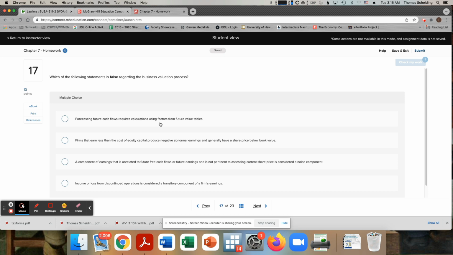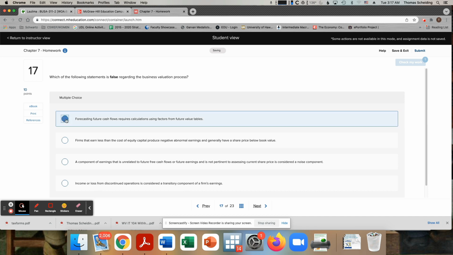This is true. The share price will be below the book value when the cost of equity capital is not as much as what firms are bringing in, or what their revenue is. So that is true by definition. A component of earnings that is unrelated to future cash flows or future earnings is not pertinent to assessing and is considered noise. Yes, that is true. That would be noise that a good analyst would take out. Income or loss from discontinued operations is considered a transitory component. That is also true.